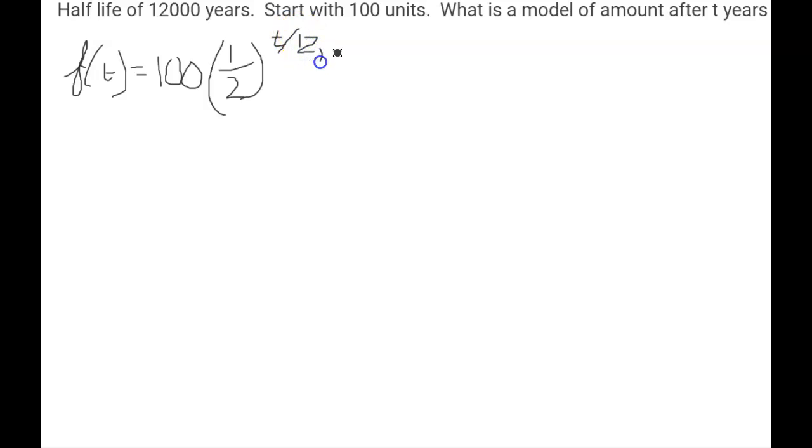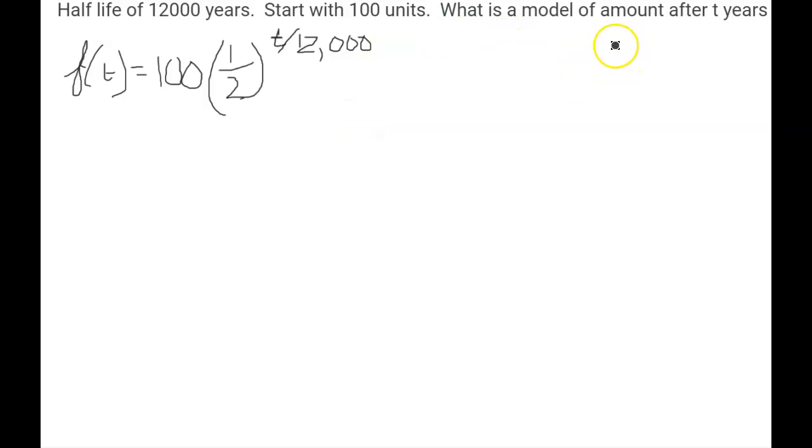Right, let's go back to the black ink. We had that f of t, it's the 100, that was the 100 units. And then it was the half-life, so it's a half to a power of t over 12,000, because we're measuring t in years, and half-lives. So you need 12,000 for t to get to a half-life of 1. A half-life of 1 would mean that it's 1/2 to the first power. So there you go.